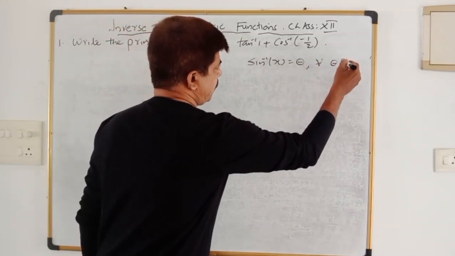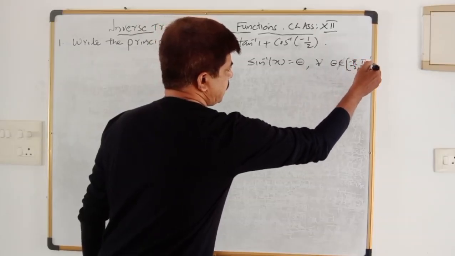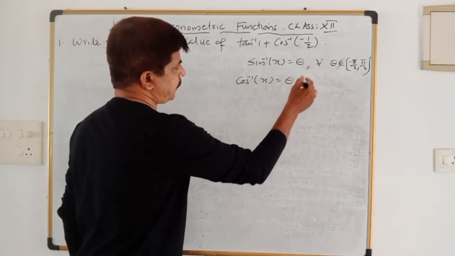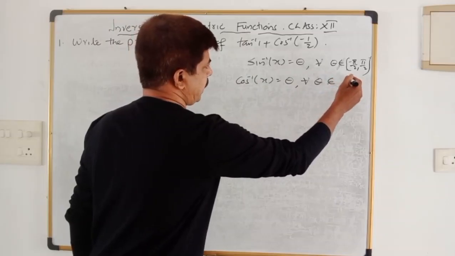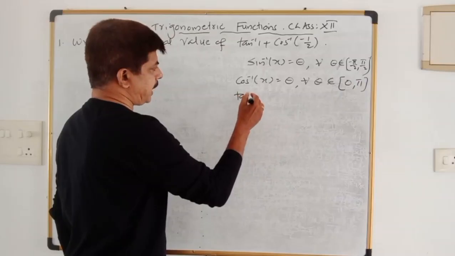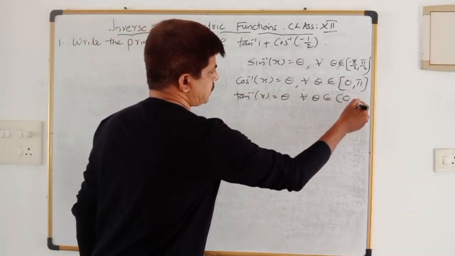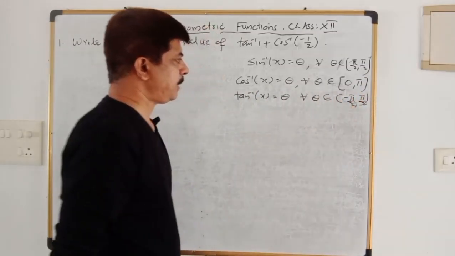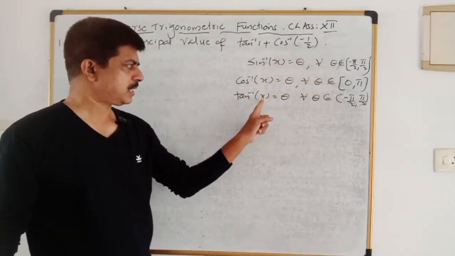For sine inverse x, theta belongs to minus pi by 2 to plus pi by 2. Cos inverse x, what is the principal value branch of cos inverse x? We have the principal value branch 0 to pi. Tan inverse x, we have the principal value branch open interval negative pi by 2 to plus pi by 2. Okay, these are the principal value branches of sine inverse x, cos inverse x, tan inverse x.